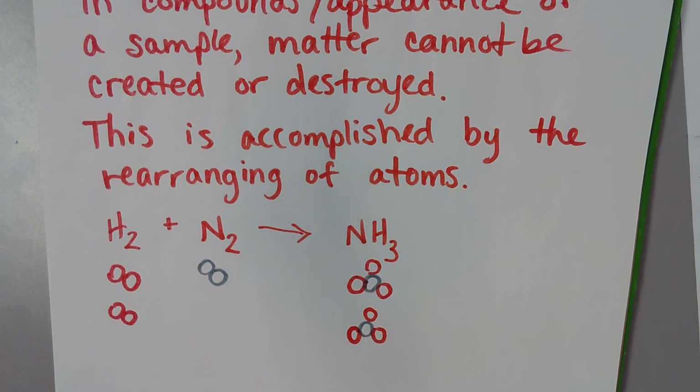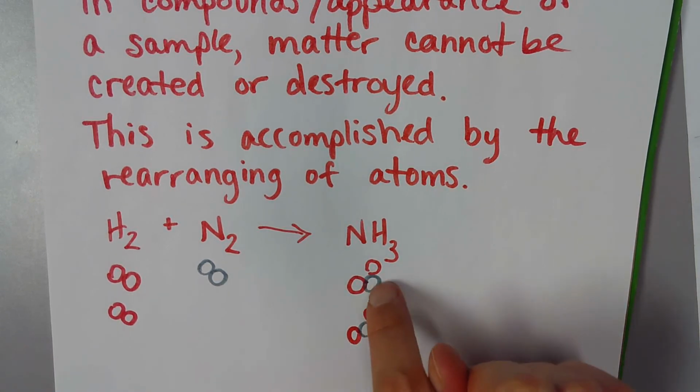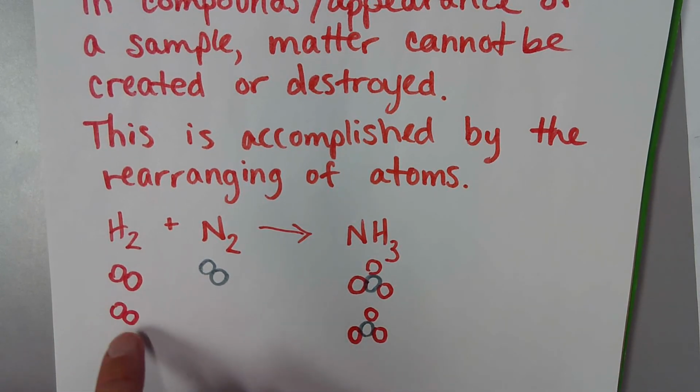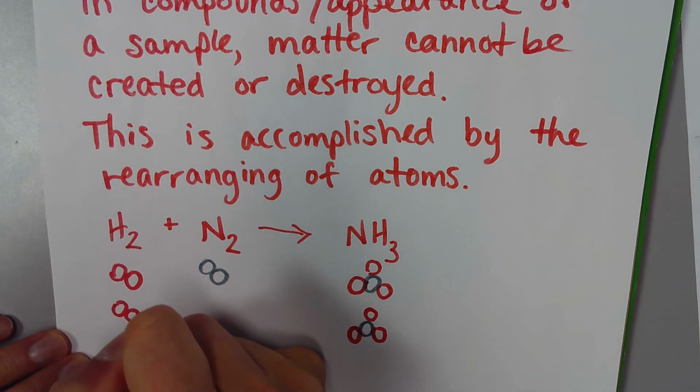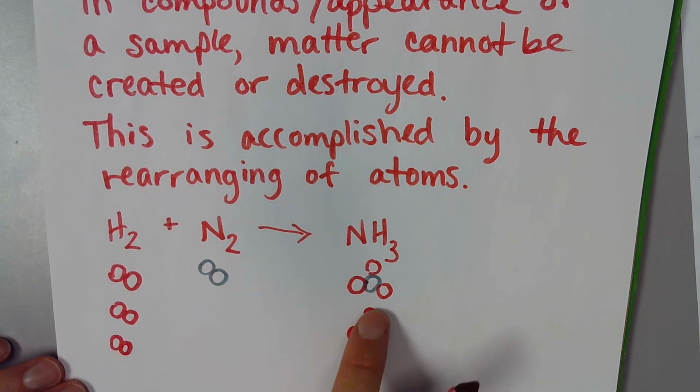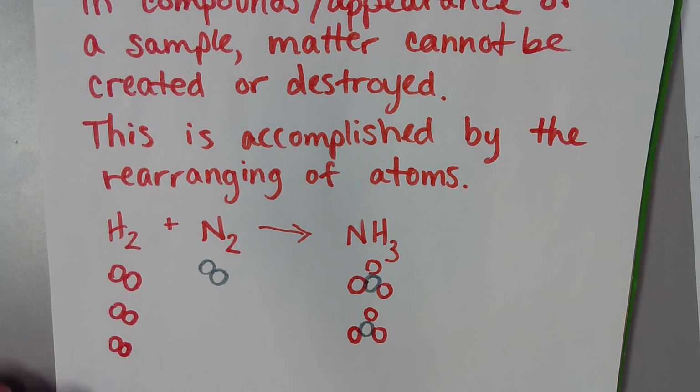There you go. Uh-oh. Now we've got 1, 2, 3, 4, 5, 6 hydrogens and only 4 hydrogens over here. So we're going to add 1 more hydrogen over here. Now we've got 6 and 6. Let's check the nitrogens. Whenever you do this, you always want to start with just one element. Do one of the elements first and then switch and look at the other one and then come back and check the first one again.